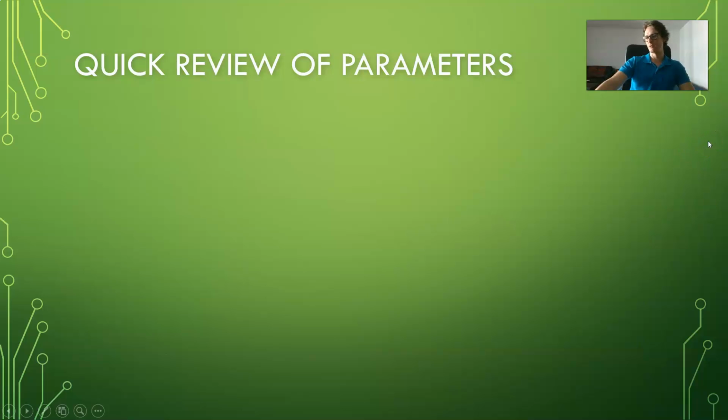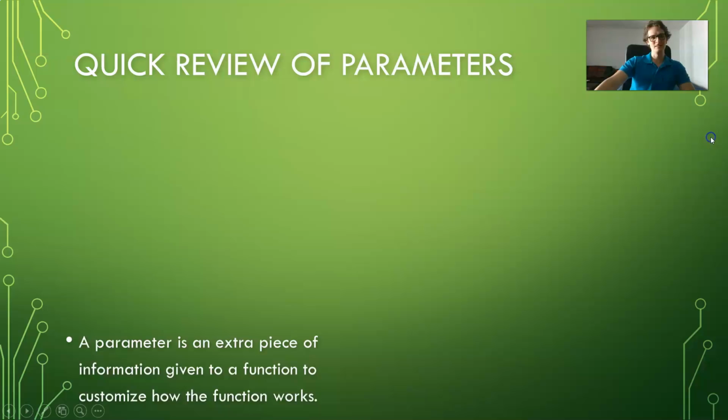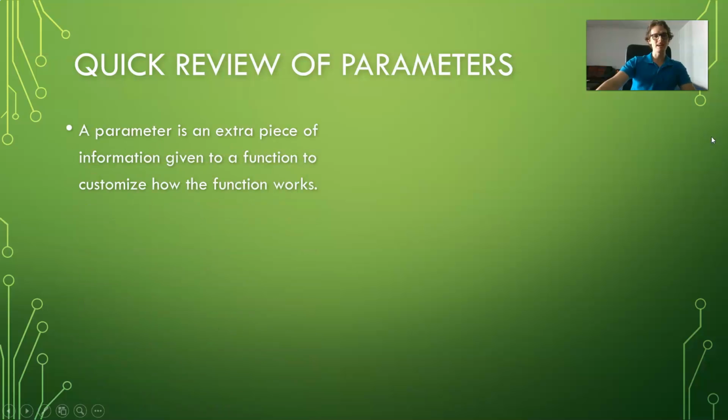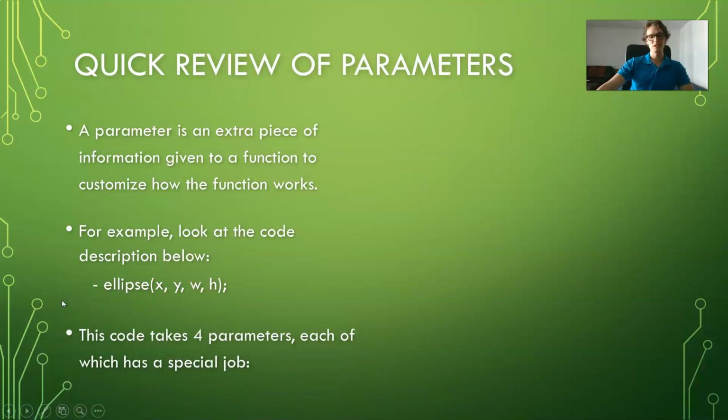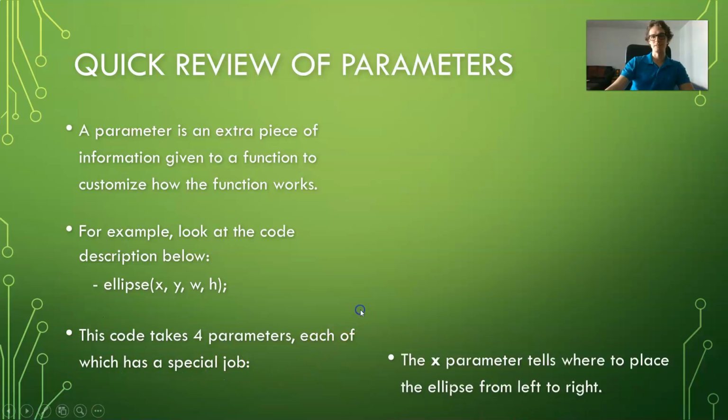Try to think, what is a parameter? A parameter is an extra piece of information given to a function to customize how the function works. For example, look at the code description below. Ellipse, and then in parentheses, X, Y, W, H. This code takes 4 parameters, each of which has a special job.